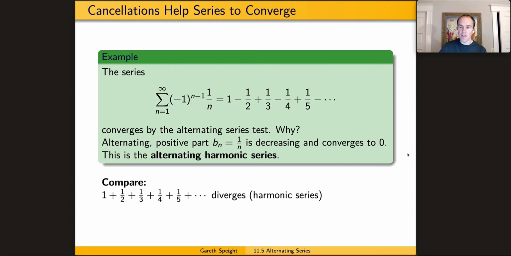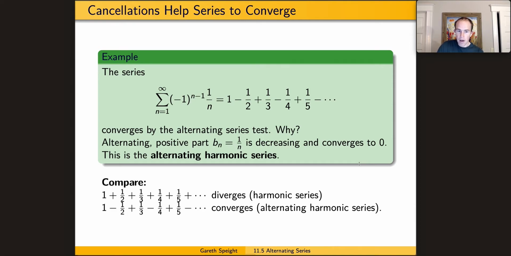Okay, so let's just compare. If we look at the original harmonic series, 1 plus a half and so on, this diverges. This we studied, for instance, as a p series with p equal to 1, which is less than or equal to 1. Or there was a proof some videos back of why the harmonic series diverges. But if we add the signs in, if we make it alternating, then it converges.